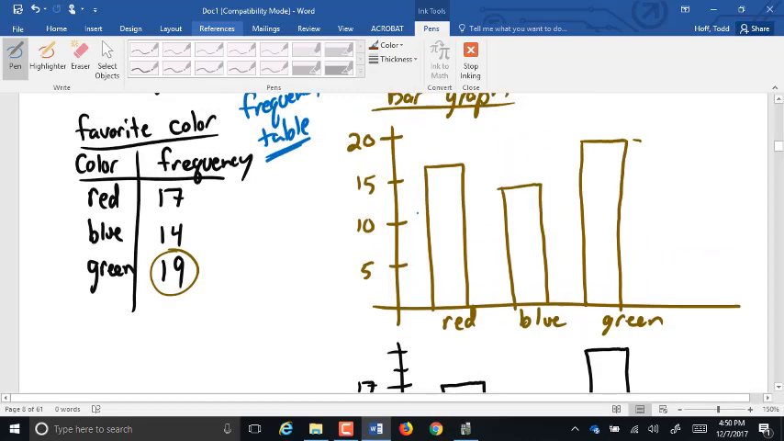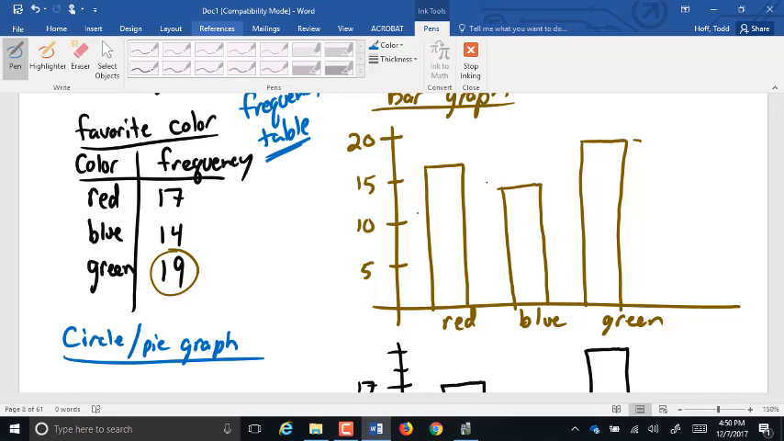Now another type of graph that we could use this frequency table for is a circle or pie graph. Whether it's called a circle graph or a pie graph depends on the type of data you're representing. We're not going to get into the whole numerical data versus categorical data argument. We're just going to look at how we organize it and analyze it a little bit. This is what would be called categorical data, so it technically would be called a pie graph for this.